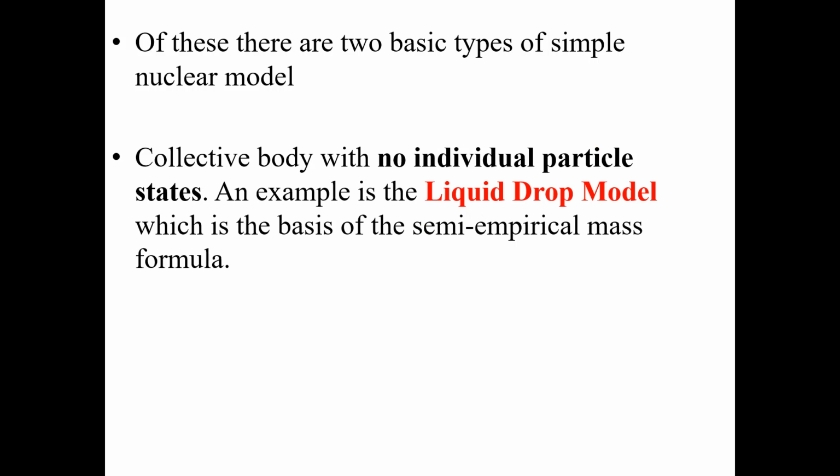Just as I mentioned, out of all these models, there are two basic types of nuclear model. The first is the collective body with no individual particle states. An example is the liquid drop model, which is the basis of the semi-empirical mass formula. This model helps us understand the nuclear structure and the behavior of the nucleons inside the nucleus. It is a kind of simple model for explaining the interaction among the nucleons.